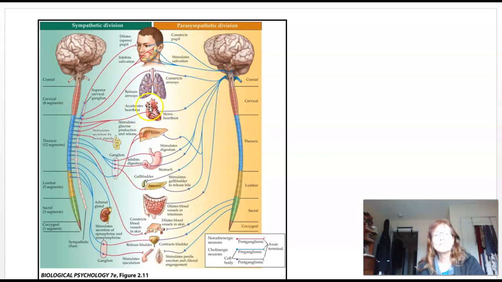Basically, both of these, for example, let's take the heart here. You can see that the heart has activation from the sympathetic side, so it's going to accelerate the heartbeat, where the parasympathetic is going to have the opposite activity. So they work in tandem, but they also work in opposition to one another depending on the situation.